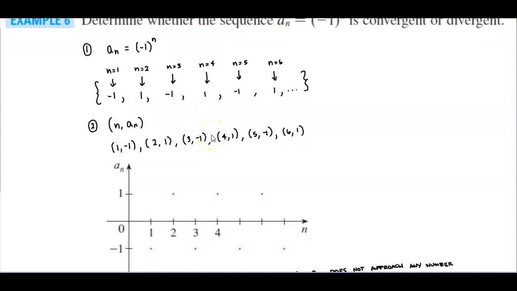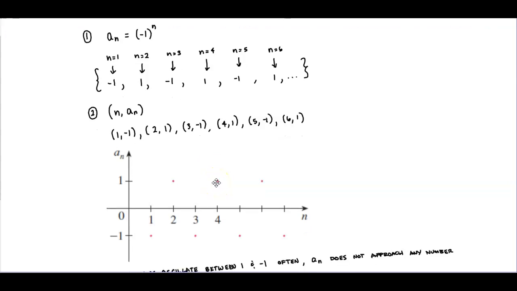To help us see what's going on, let's take a graphical approach. We can look at this as an ordered pair, where n represents the n that we evaluated with, and then the output is a subscript n. So now we've created our ordered pairs, and let's see what it looks like when we plot them on this axis. n represents the horizontal axis, a subscript n represents the vertical axis.